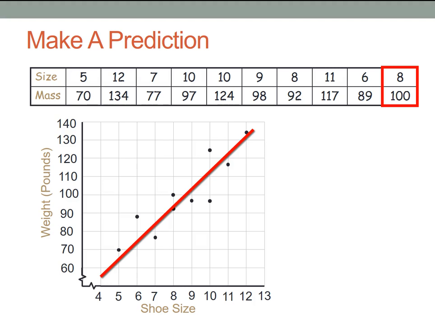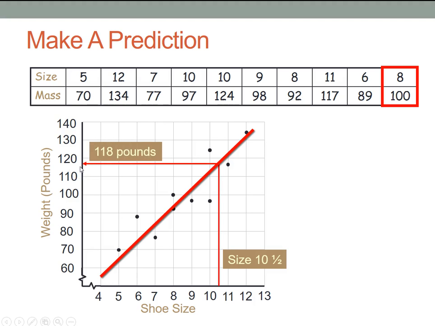a prediction. So let's say I wanted to predict if someone has a 10.5 shoe size right here, how much do you think they weigh? So I can go 10.5 up to the line, and then I can move to the left to the other axis to see how much they weigh. And I would guess that they'd weigh 118 pounds. It's a prediction. It might not be 100% right, but it's a pretty good prediction with this data set.